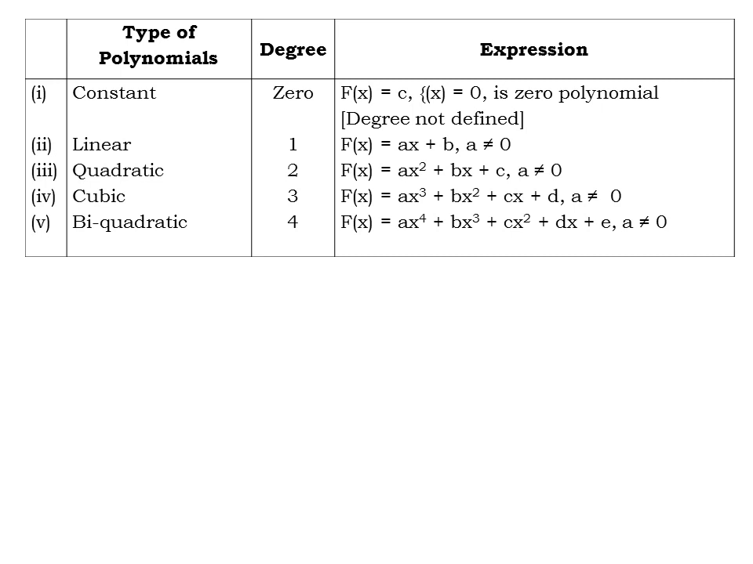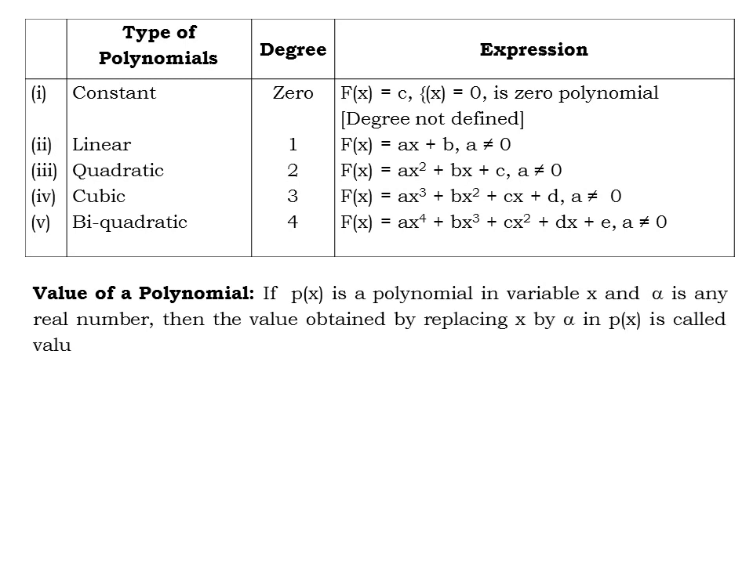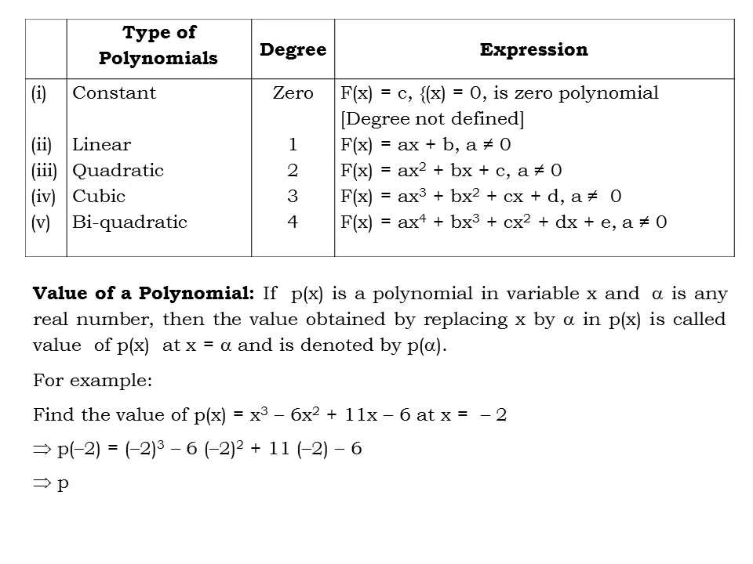Now the next topic is the value of a polynomial. If p of x is a polynomial in variable x and alpha is any real number, then the value obtained by replacing x by alpha in p of x is called the value of p of x at x equals alpha, and it's denoted by p of alpha. For an example, we have taken: find the value of p of x equals x cube minus 6x square plus 11x minus 6 at x equals minus 2.